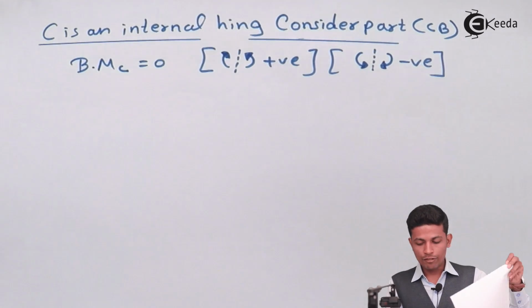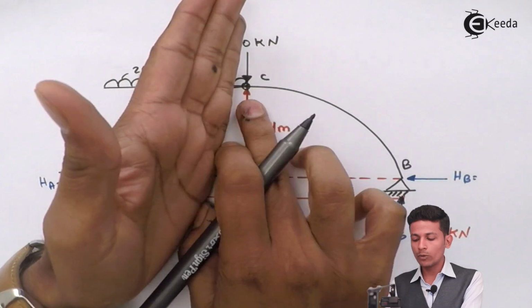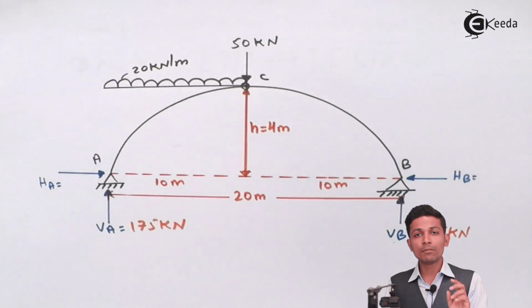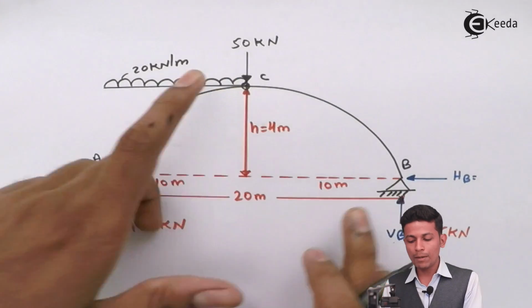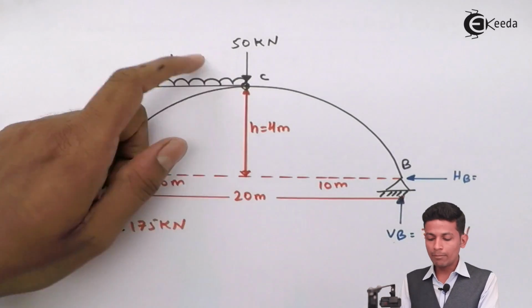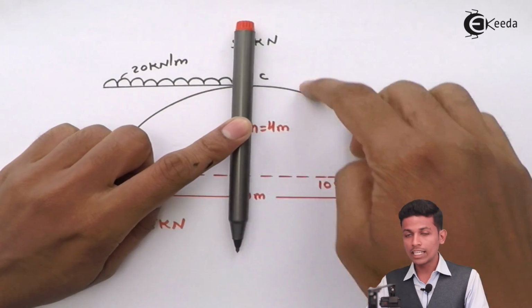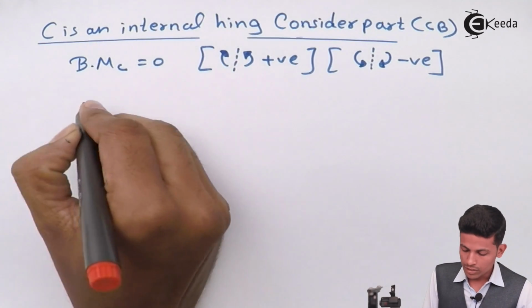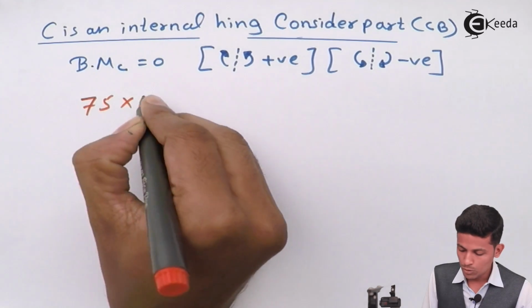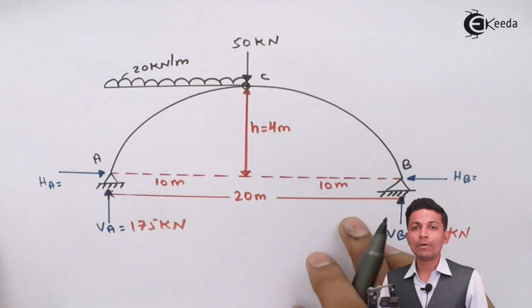Now see, when you are taking bending moment at the center, either you can take the AC part or the CB part. Whichever is simple, take that part only. Now I am considering the C and B part over here. We are taking a section over here, so this will go in this direction, meaning plus. So 75 into 10. After that, see, this H is also coming in this picture.